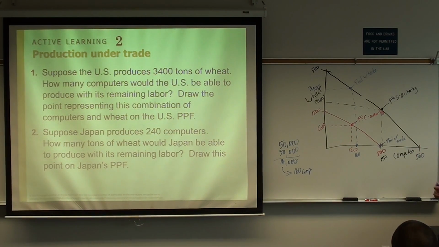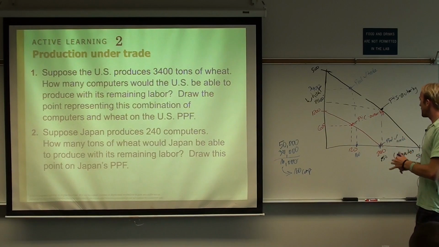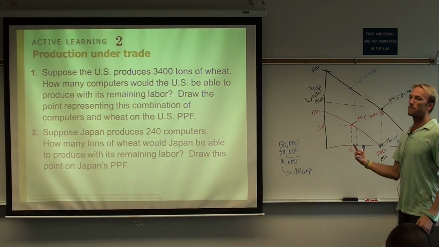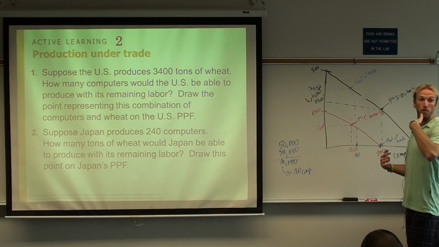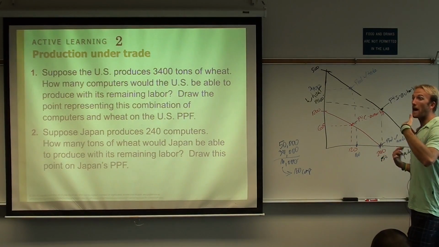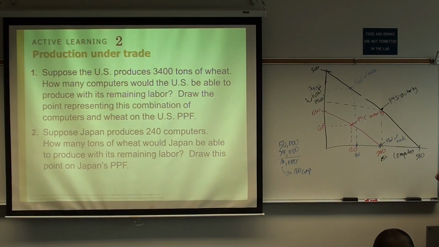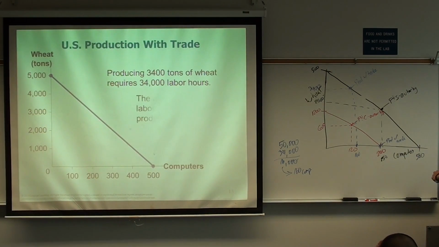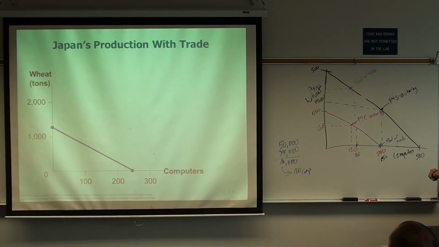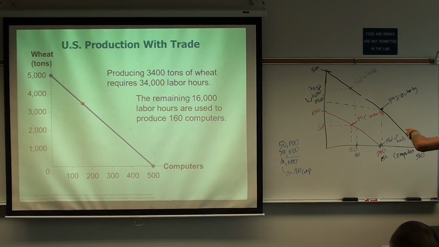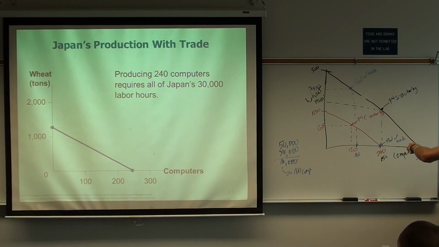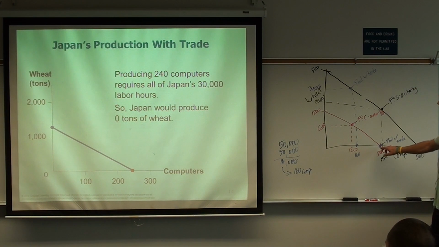So what are we going to do next? Trade, right? Just imagine in your brain, what is Japan going to receive as an import? Wheat. And how are they going to pay for it? With computers, right? So there's the point that we drew, the 3,400 and 160. Very good. Here's Japan's. They're all the way down here at this point, right here.